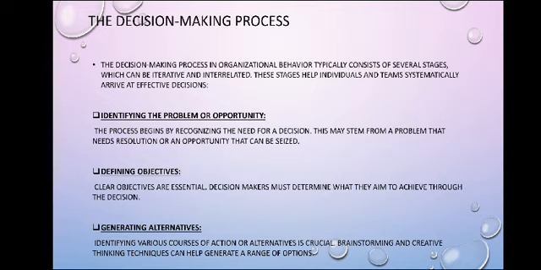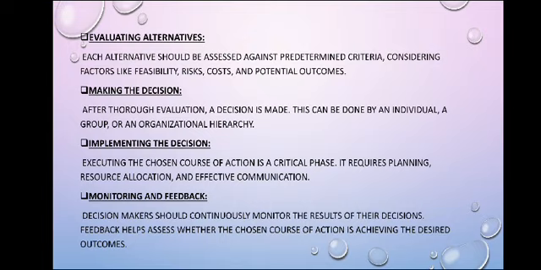Then we need to define objectives. Clear objectives are essential. Decision makers must determine what they aim to achieve through the decisions. Then, generating alternatives. Identifying various courses of action or alternatives is crucial. Brainstorming and creative thinking techniques can help generate a range of options. Evaluating alternatives. Each alternative should be assessed against predetermined criteria, considering factors like feasibility, risks, cost, and potential outcomes.